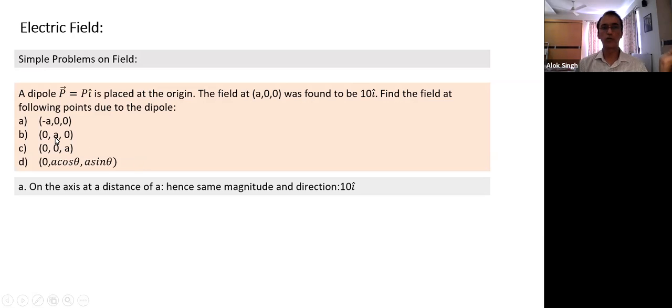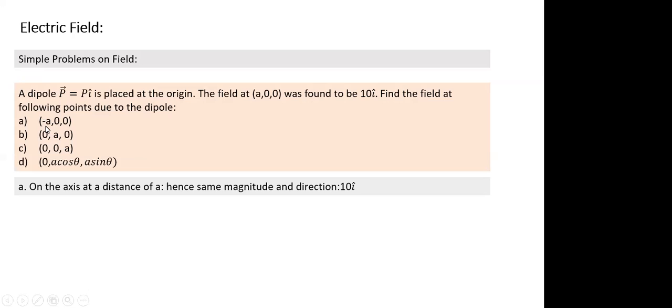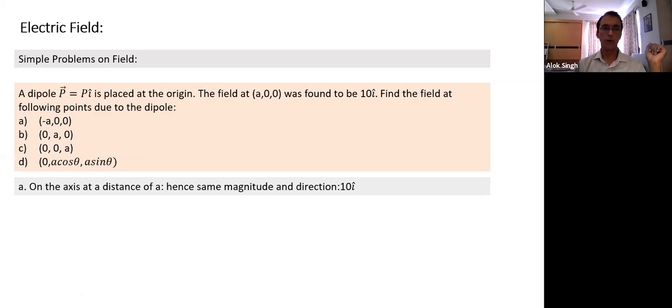How about this particular point? Is it lying on the axis? This one is minus I. But does it matter whether it's plus A or minus A? The field at plus A and minus A are the same. How about the second point here?